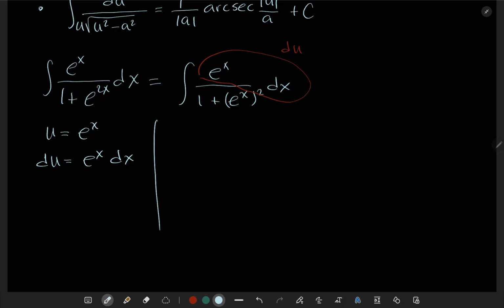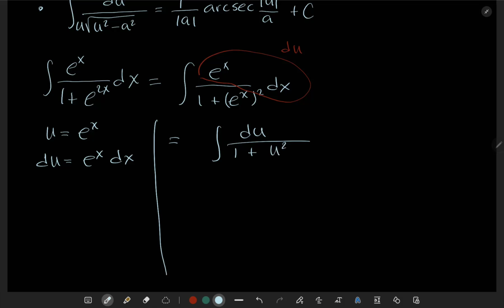So with that in mind, then you can just have that this is du. I'm going to put it here in the numerator. I can put a 1 and then put the du over here. That's the same thing. Some people don't like that, but it's the same. So here you get u squared.